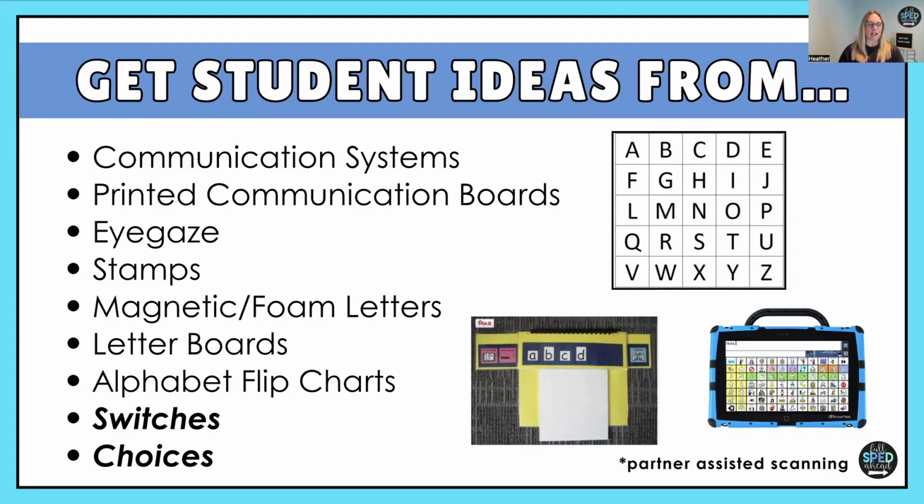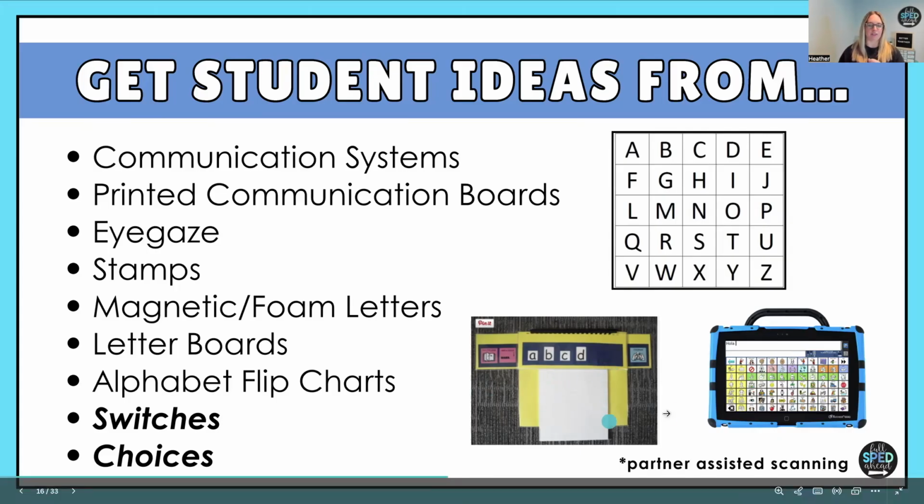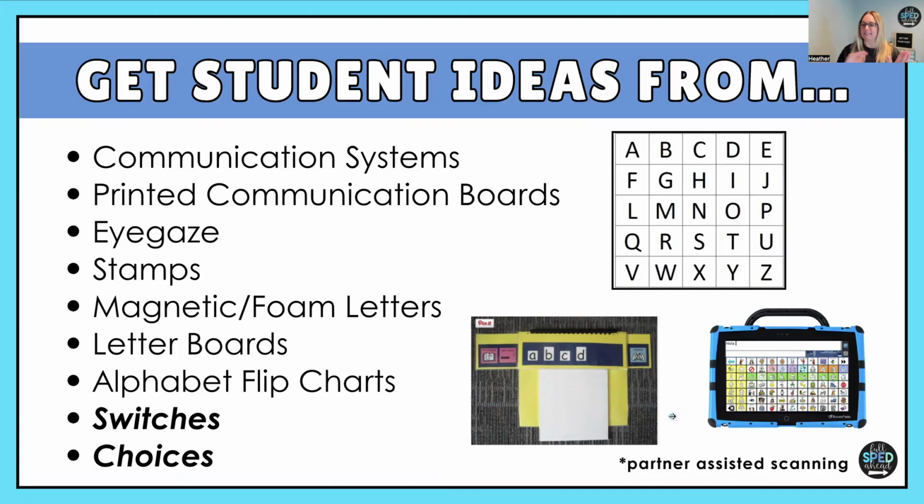Alphabet flip charts, again, same thing, but in a flip book. That's kind of what that is. And that's kind of down here. That's that alphabet flip chart there. And again, eye gaze is part of that too. And then switches and choices.